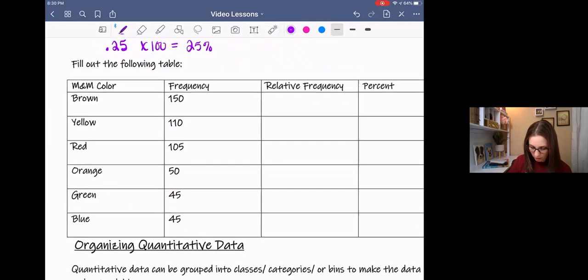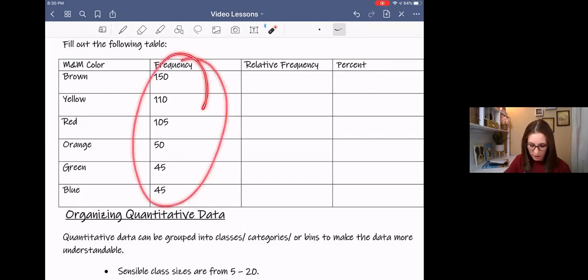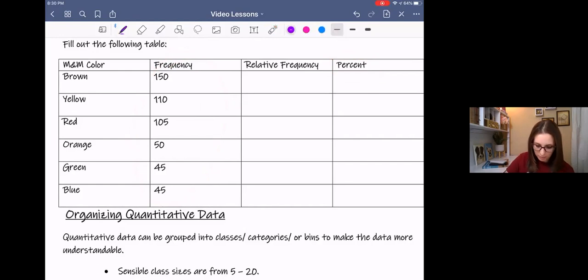I have an example down here. These are M&M colors, and the frequency column is already filled out for you. So someone already did the tallies and they counted them all out and separated them. It's very tedious work if you've ever done it. And these were the values they got. So I want you to practice calculating the relative frequency and the percent based on these values. So pause it if you need to, work on it on your own, and come back. And I've done it ahead of time so I don't waste your time in this video. When you total these up, they should total up to 505.